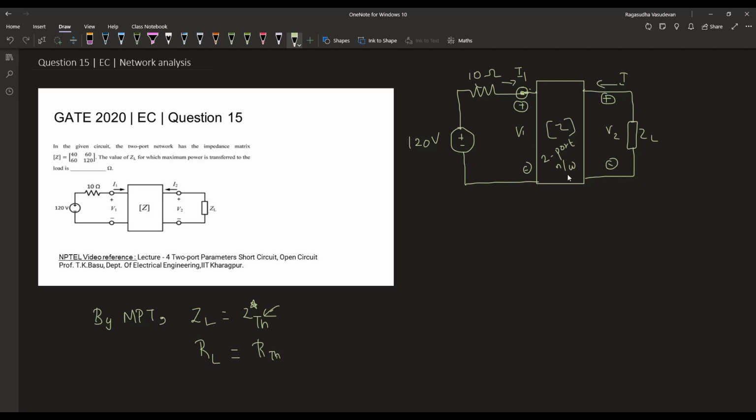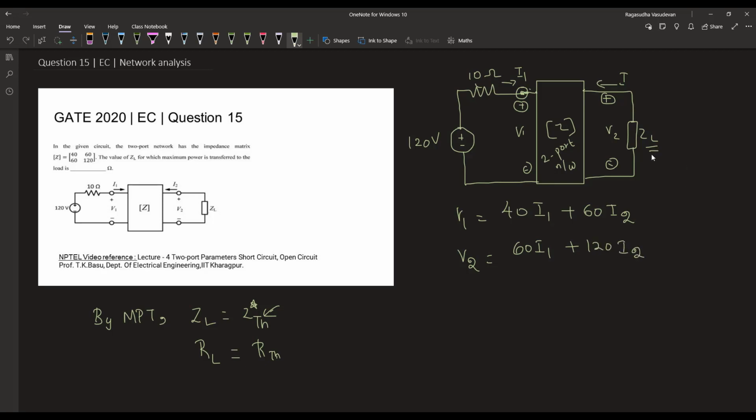This is the two-port network that is given to us. When this ZL is equal to the Thevenin impedance of this network, maximum power will be transferred to it. The Z parameter equations for this network are V1 is equal to 40I1 plus 60I2. Then V2 is equal to 60I1 plus 120I2.